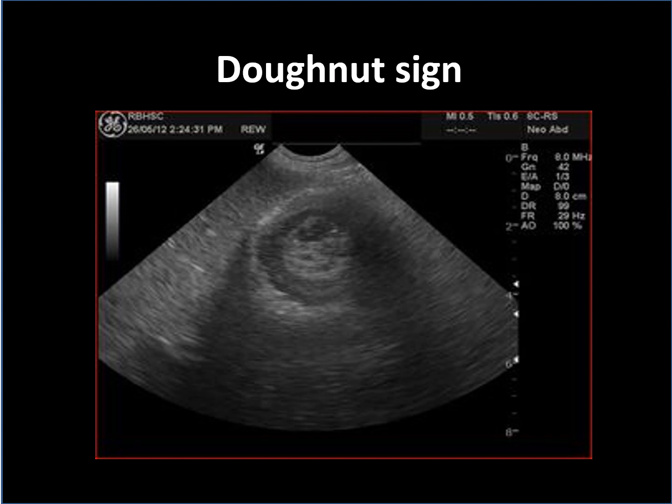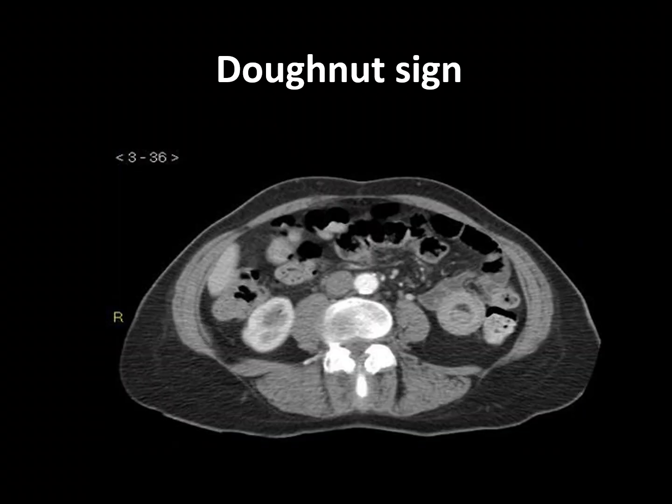A similar picture is going to be seen in a CT scan of the abdomen. Here is the CT scan of the abdomen. Remember, this is the right side, this is the left side. So here is the donut sign. The outer rim is the bowel into which the adjacent bowel has invaginated. And that's your classic donut sign.